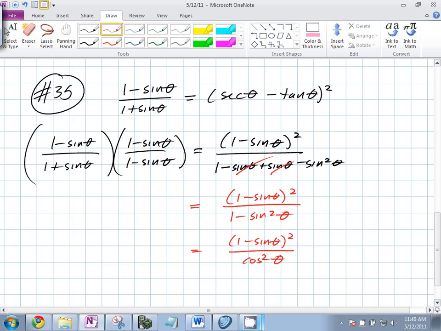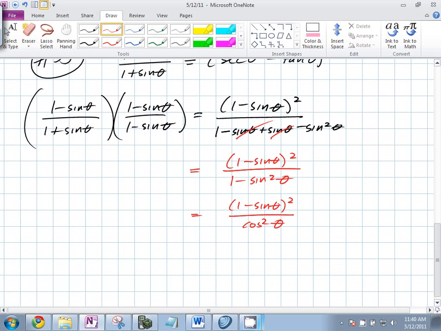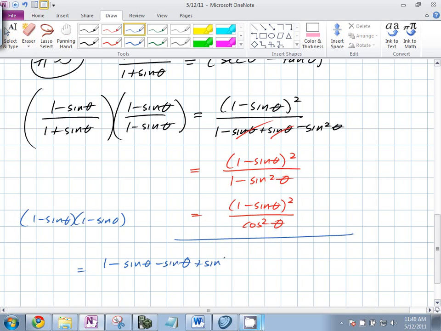What do you want to do next? Yeah, distribute it, multiply out the top. So what do we end up with? 1 minus sine theta times 1 minus sine theta. So you have 1 minus sine theta minus what? Minus sine theta plus sine theta squared all over.